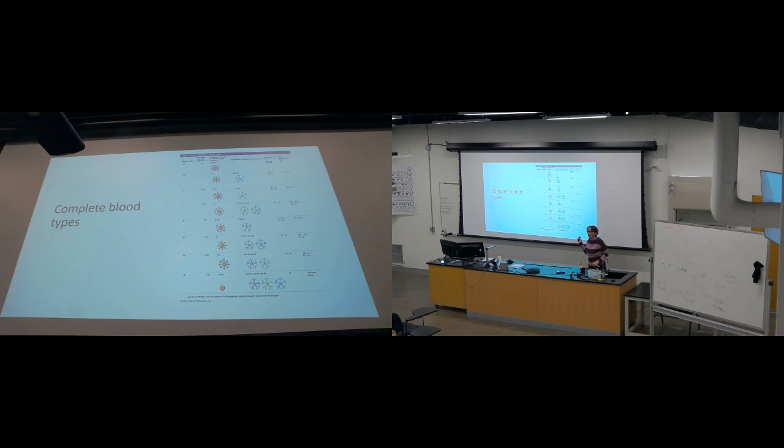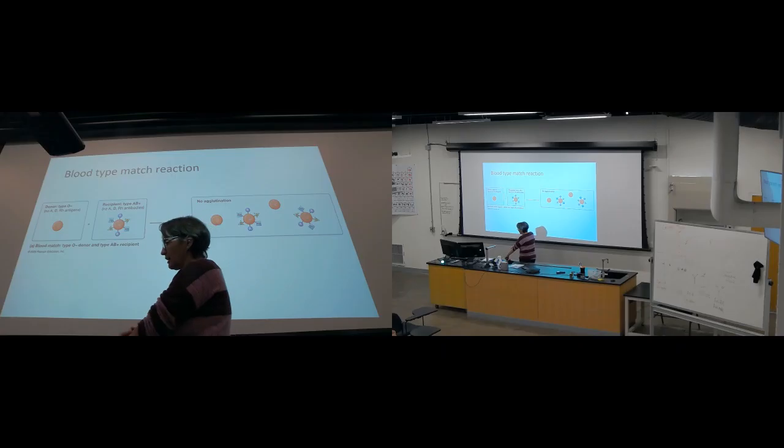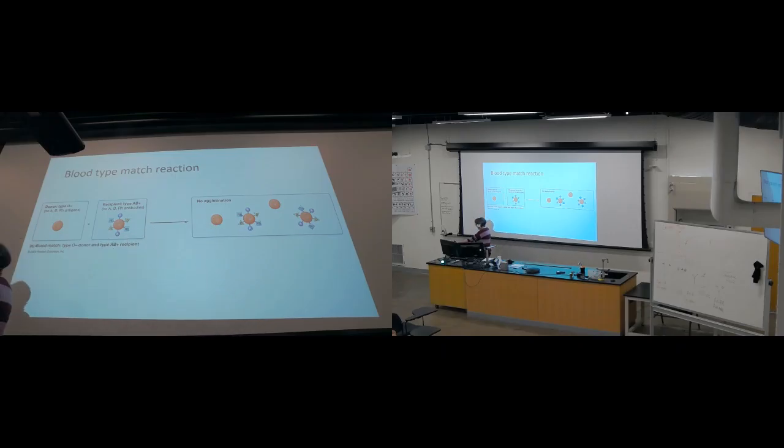Any questions about this? So these blood types are inherited, and they follow a recessive pattern and codominant in the case of AB.